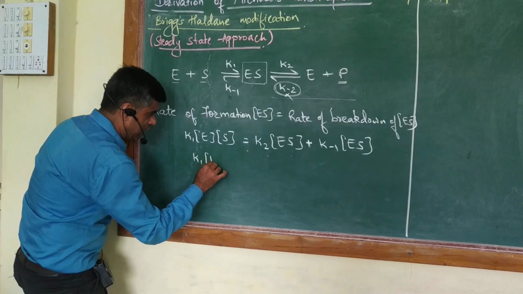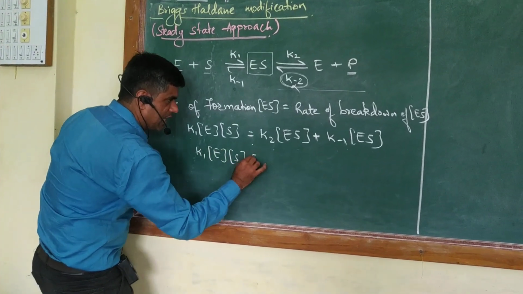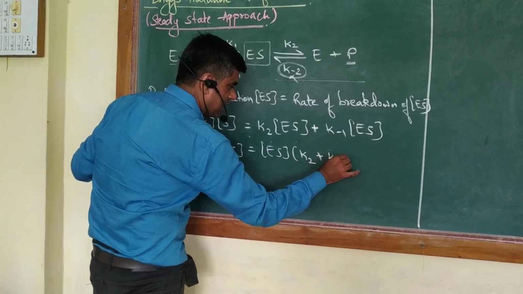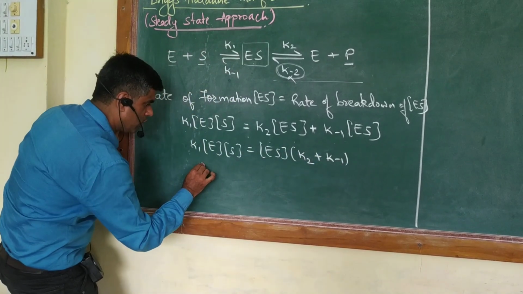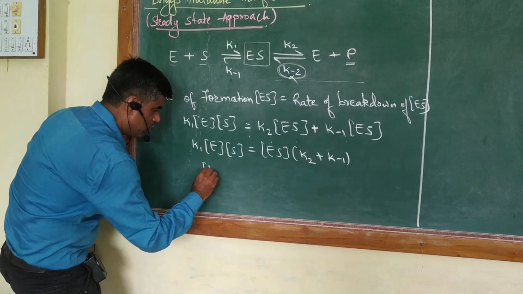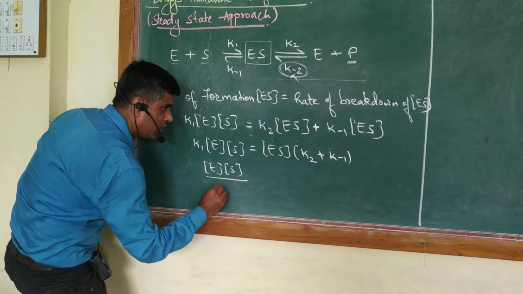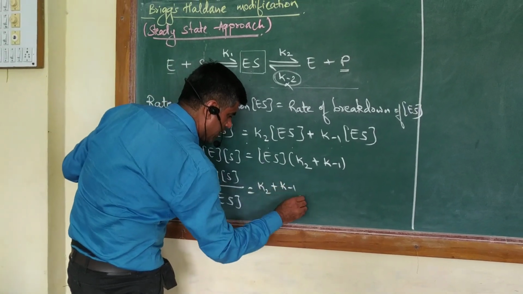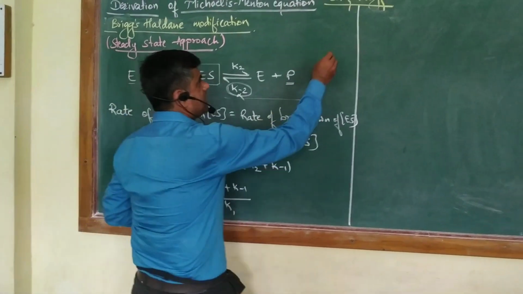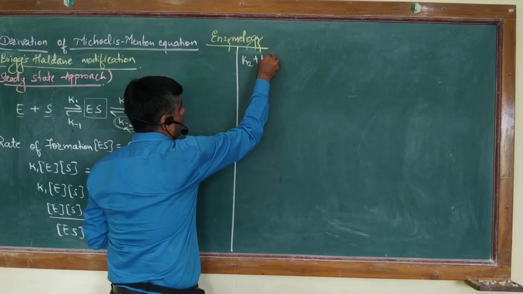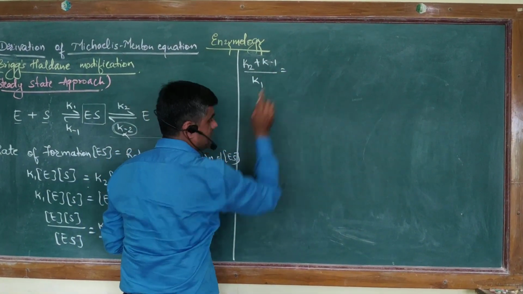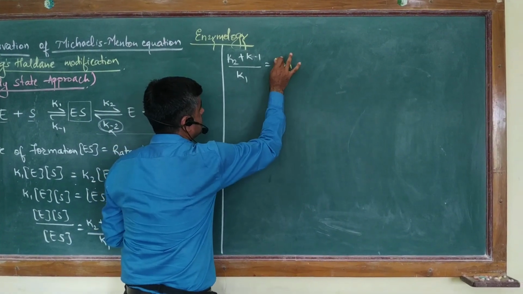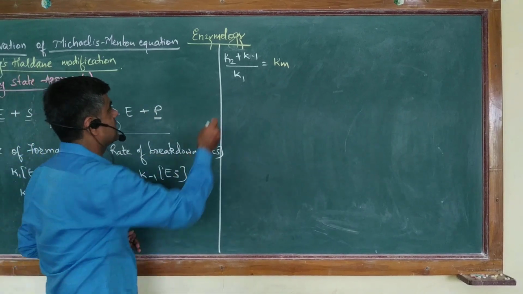Now taking ES common there, you have ES into bracket K2 plus K-1. Taking constants to one side, you have E into S upon ES equal to K2 plus K-1 whole upon K1. Now this K2 plus K-1 whole upon K1, we represent as what is called your Km, that is your Michaelis Menten constant. So we represent this as Km.